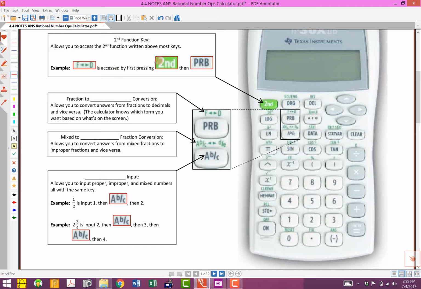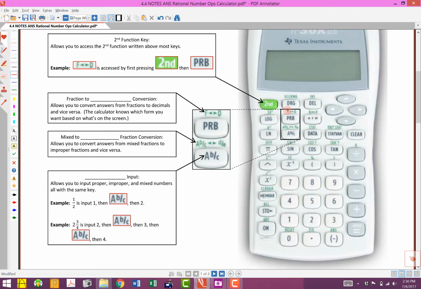In order to do that, we have to hit the second key and then the PRB key. So on this particular calculator, the PRB key is right here. Okay, I've kind of blown that region up, and right up above it, it says F double arrow D. So if we wanted to change something from a fraction to a decimal or decimal to a fraction, in order to access that, I've got to hit the second button and then the PRB, and it won't do the PRB, the probability menu there. It'll actually do the fraction arrow decimal.